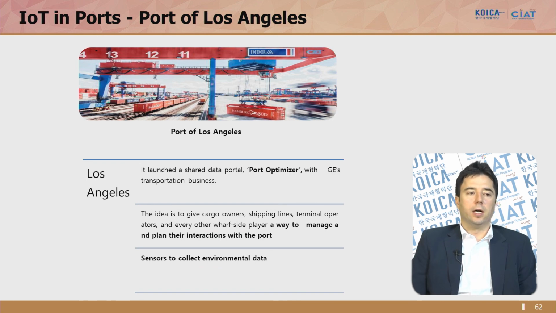The Port of Los Angeles is also one example from the North American continent of a leading container port when it comes to IoT applications. The Port of LA launched a shared data portal called Port Optimizer with GE's transportation business. The idea here is to give cargo owners, shipping lines, terminal operators, and every other wharf-side player a way to manage and plan their interaction with the port. So the idea is to form a port community system, a single platform where all actors can interact with the port, with stakeholders, and particularly with the Port Authority. And the Port of Los Angeles has also implemented sensors to collect environmental data.